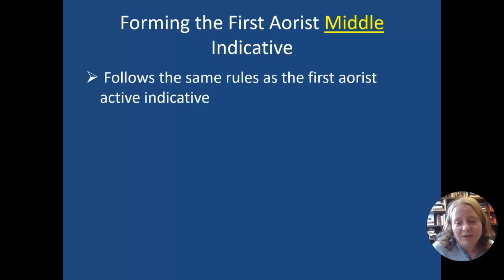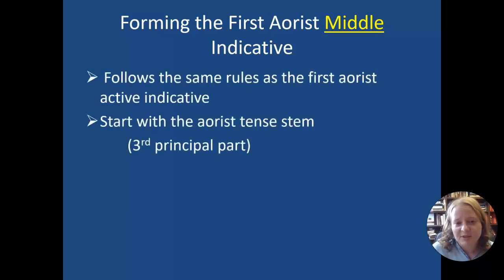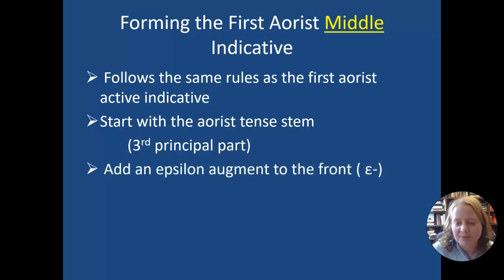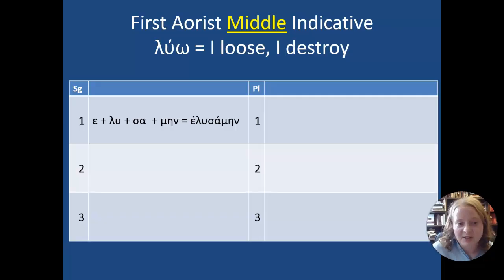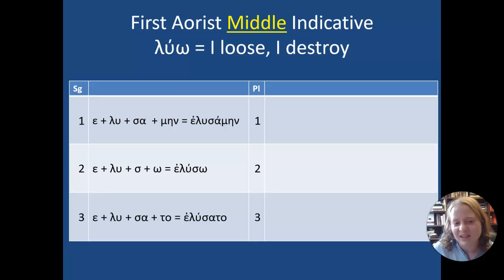The middle then follows the same rules as the active, and so you start with this tense stem, you add the epsilon, you add a sigma alpha, and then you add the secondary middle ending. So elusamen, eluso. I realize this one is the one that could trip people up, but it still has an epsilon and a sigma. It's also not a super common one in the New Testament, so you're not going to see it very often.